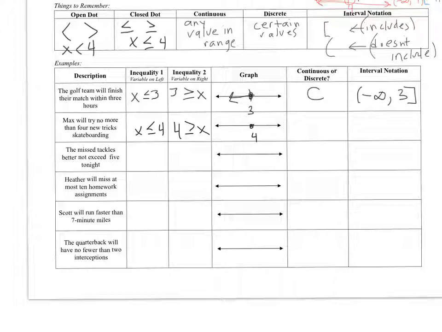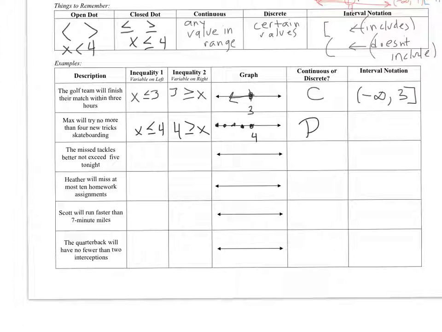So continuous. Can he try 3.2 more tricks? Can he try 1.5 more tricks? No, he can't. So it's actually discrete because they take on certain values. So when you graph it, you need to make sure that you put dots. So discrete means you're putting dots for the tricks that you can try. So 3, 2, 1, 0. So you're putting dots on the actual data points that can be included. And I'm not going to use interval notation since we're talking about discrete data.